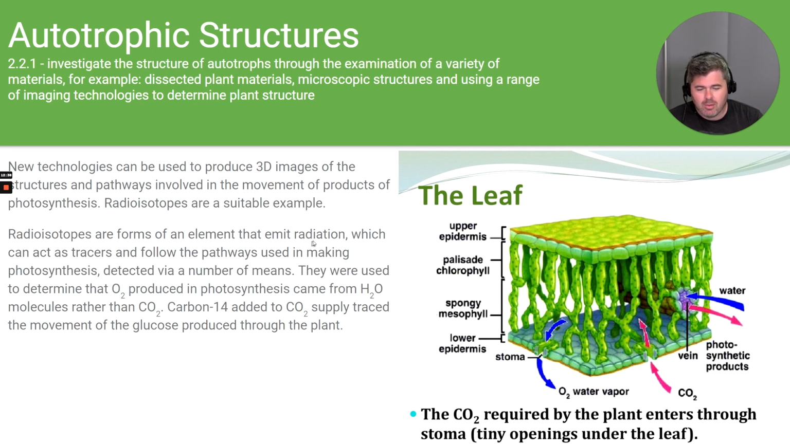Radioisotopes are a form of element that emit radiation, which can act as tracers and follow pathways used in making photosynthesis, detected via a number of means. They were used to determine that O2 produced in photosynthesis came from H2O rather than CO2. Carbon-14 added to the CO2 supply traced the movement of glucose through the plant. Now, in the last video we looked at respiration and photosynthesis.